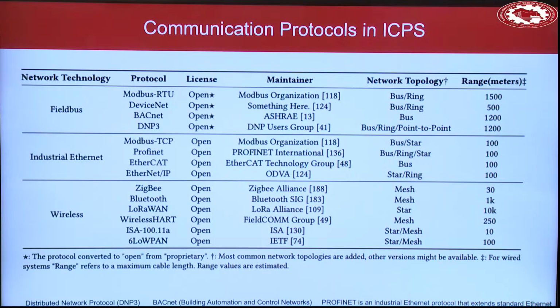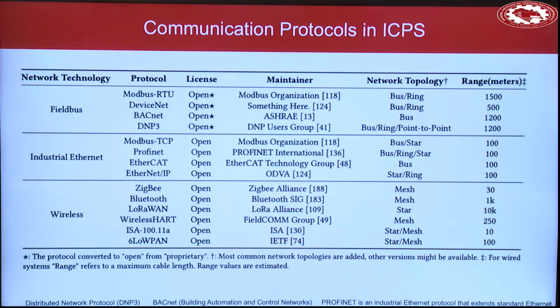Modbus RTU, then DeviceNet, then BACnet, which is Building Automation Control Network, then DNP3, Distributed Network Protocol. DNP3 is more popular in America. So in the US they use DNP3, but in European countries we use Modbus protocols. That's why they need to customize. If they are manufacturing in Europe, devices will come with Modbus protocols. If they're manufacturing in the US, they come with DNP3 protocols.